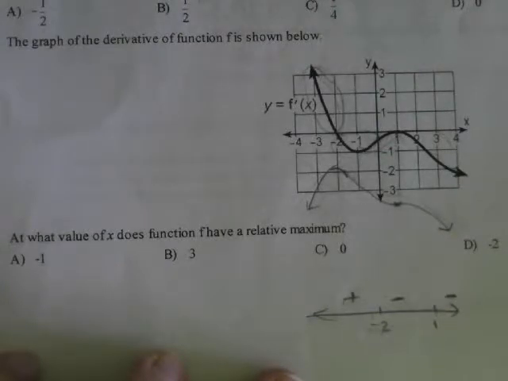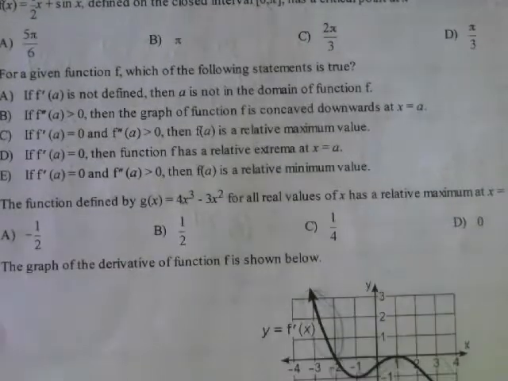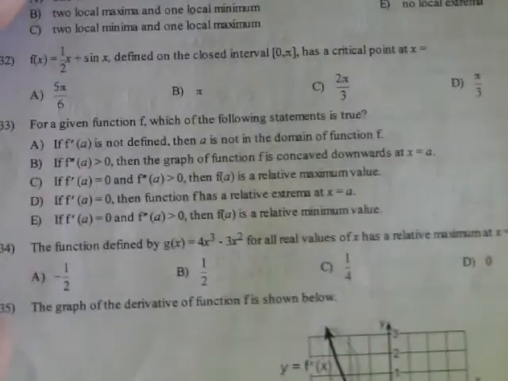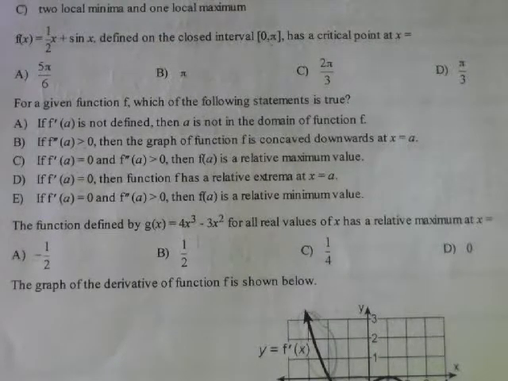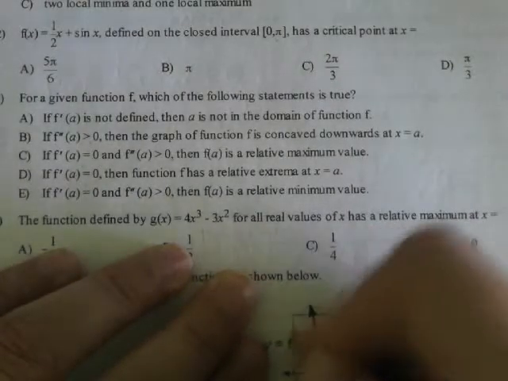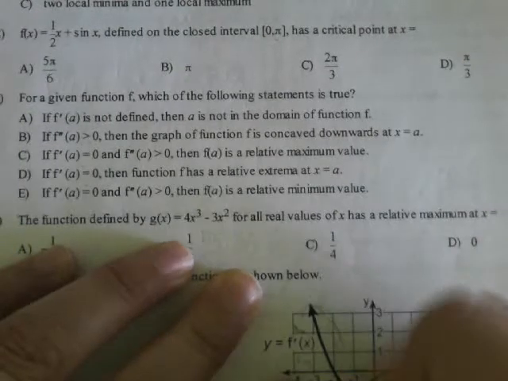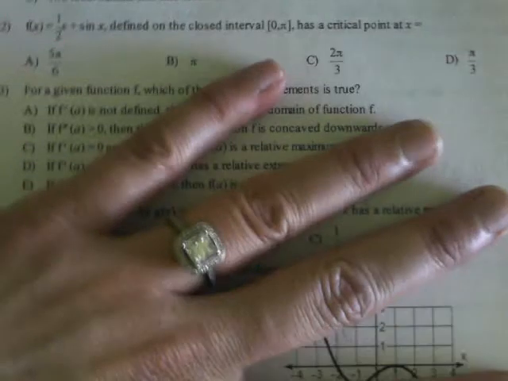34. We have a function, and we want to know where there is a relative maximum. So if we're looking for relative maximums, what derivative are we interested in, Tyler W? The first. What do you do with the first derivative? Correct. So the first derivative here is going to be 12x squared minus 6x.